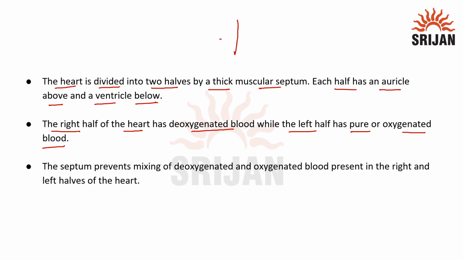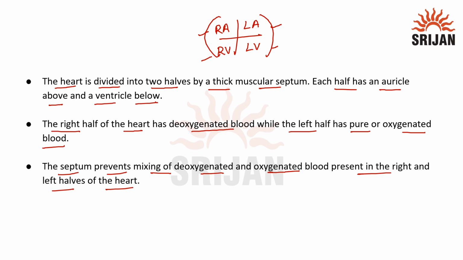So here we have heart. Consider this to be right atrium, right ventricle. This is left atrium and left ventricle. So these are the four chambers of heart, and this side, that is right side, will carry deoxygenated blood, whereas left side will have oxygenated blood. The septum prevents mixing of deoxygenated and oxygenated blood present in the right and left halves of the heart.